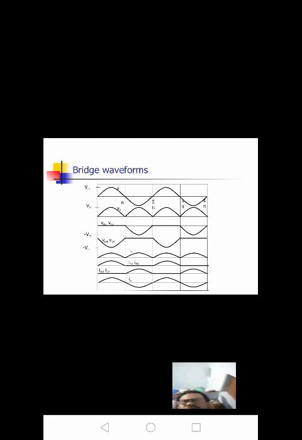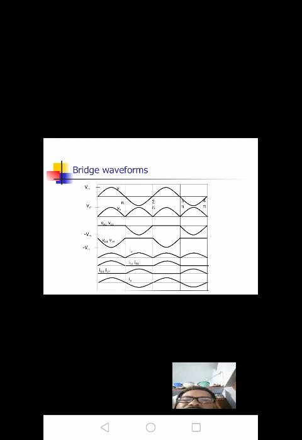Next one, current is continuous. Similarly, it will follow the output voltage waveform, but the magnitude is different. The currents ID1 and ID2 are conducting. The current in the first half cycle is positive, next it is 0, then positive again. During the negative half cycle, the current flows through only ID3 and ID4. At that time, the first half cycle is 0, the next half cycle, pi to 2 pi, is positive, then 0. Then we club these two currents, the ID1 ID2 current and the ID3 ID4 current, and we get the output current. It is a continuous current.